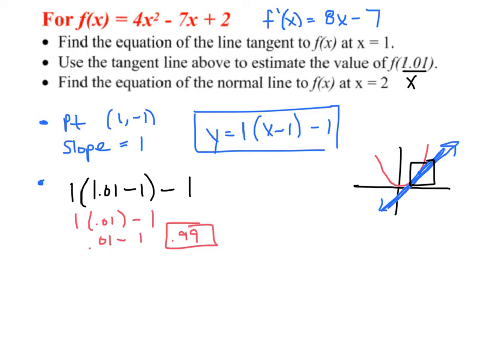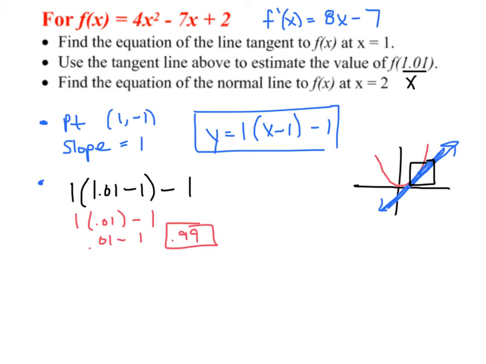We would lose accuracy as we moved away from the point of tangency. If we started going up here, the tangent line and the curve aren't by each other, so the tangent line is not going to be a good approximation. But for values right around the point of tangency, this works really well.